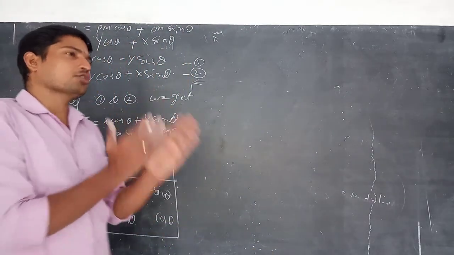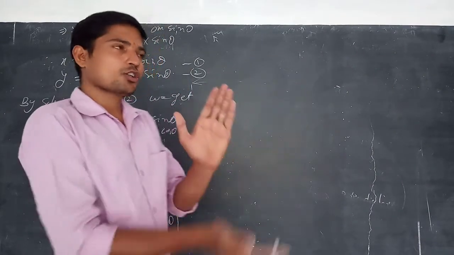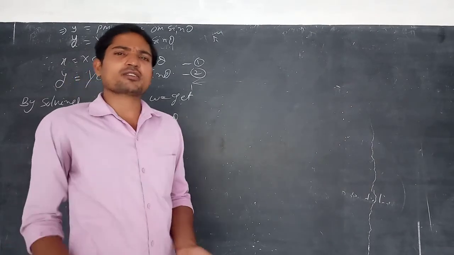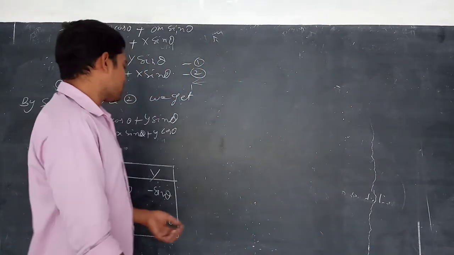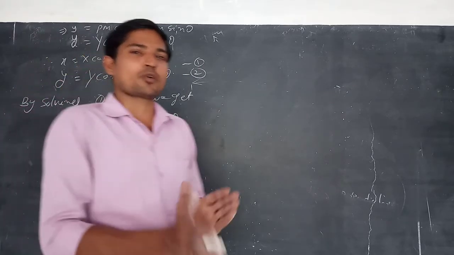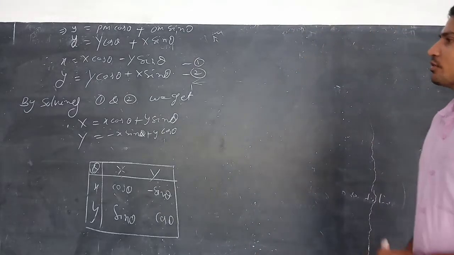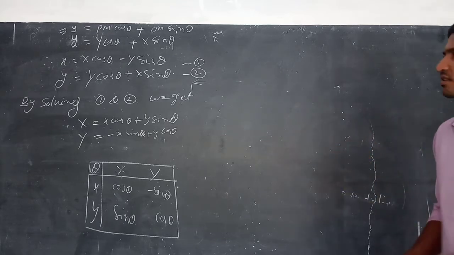And then rotation of the axis: now we are going to change the direction of the axis. Through the origin we are rotating, and the amount of angle is theta. Theta can be taken as 30 degrees, 40 degrees, 50 degrees, 45 degrees, as you wish. Then small x is equal to x cos theta minus y sin theta, and small y is equal to x sin theta plus y cos theta.